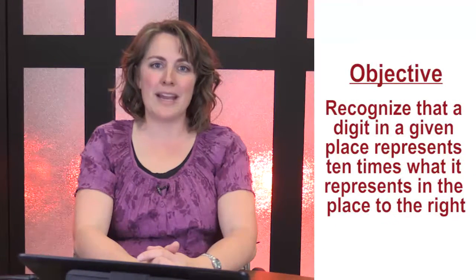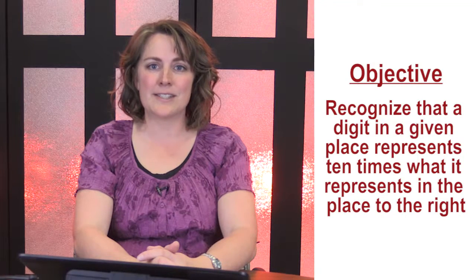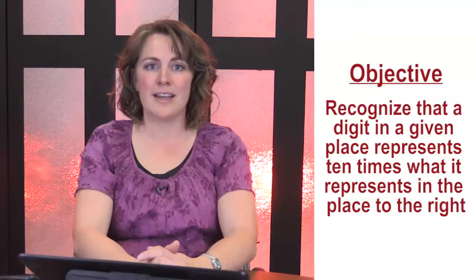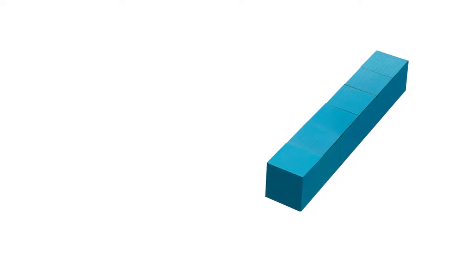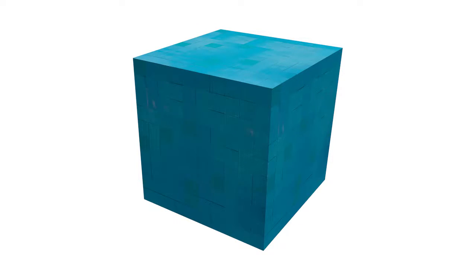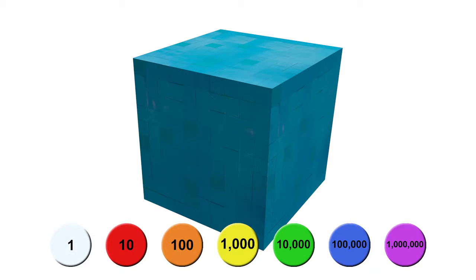In this lesson, we will recognize that a digit in a given place represents 10 times what it represents in the place to its right. In the younger grades, students represented ones, tens, and hundreds with base 10 blocks or pictures. However, when working with larger numbers, this is difficult to do, as they may remember from an earlier lesson about the size and value of the units. So today we will be using place value discs to represent the values.